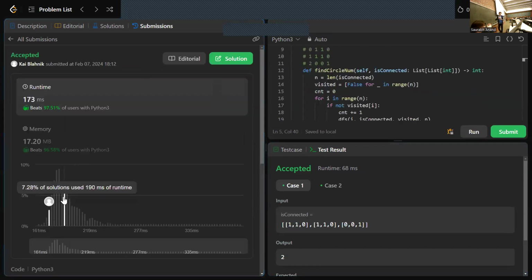So that's pretty fast. Sometimes the runtime on LeetCode is pretty inaccurate. Like if you submit it again, it'll change a lot, but that's fine. So I usually don't pay too much attention to the runtime as long as the time complexity isn't too bad.